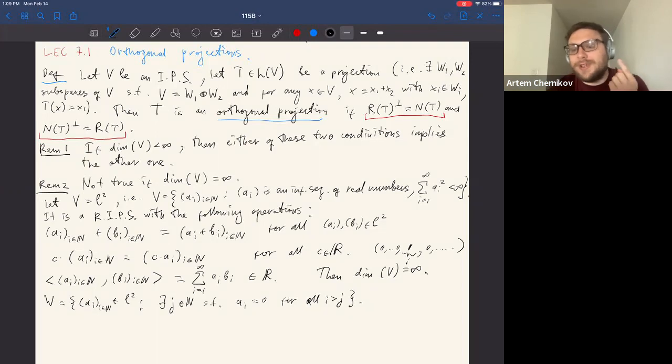So of course, note that every such sequence is going to be an element of L2, right? Because if there are only finitely many nonzero entries, then of course the sum of squares is a finite number. So it is a square convergent sequence, yeah? Okay, so this is indeed a subspace.